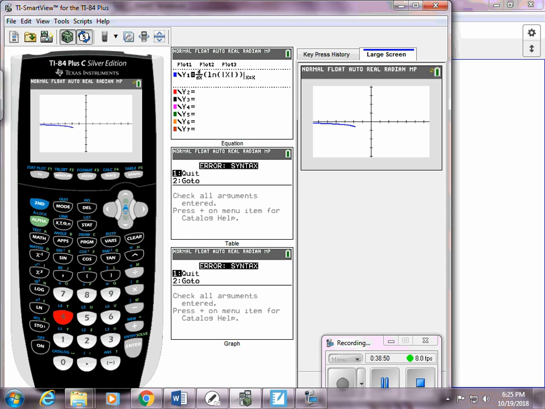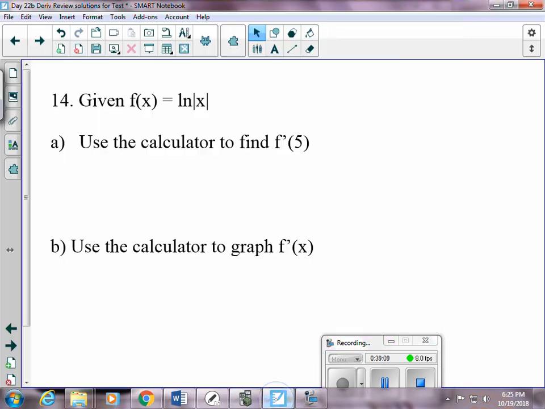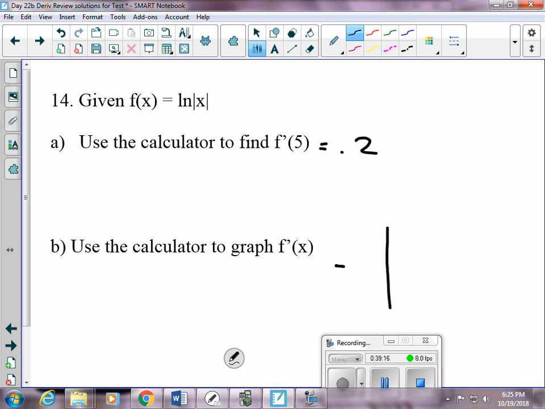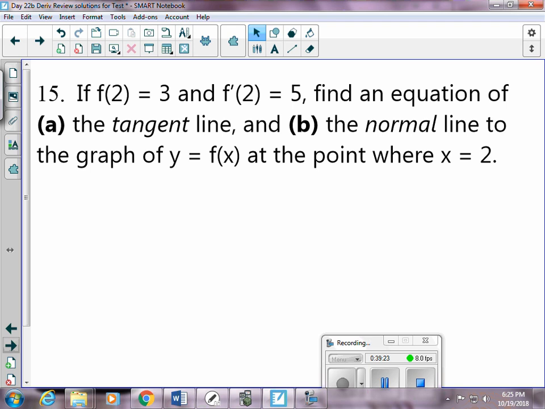And I'm just going to sketch what I see. Just a sketch, so I know that you're entering it properly. Okay, now go back to our board. Okay, so we said this one was 0.2, and this one, we had a graph like that. Okay, 15.